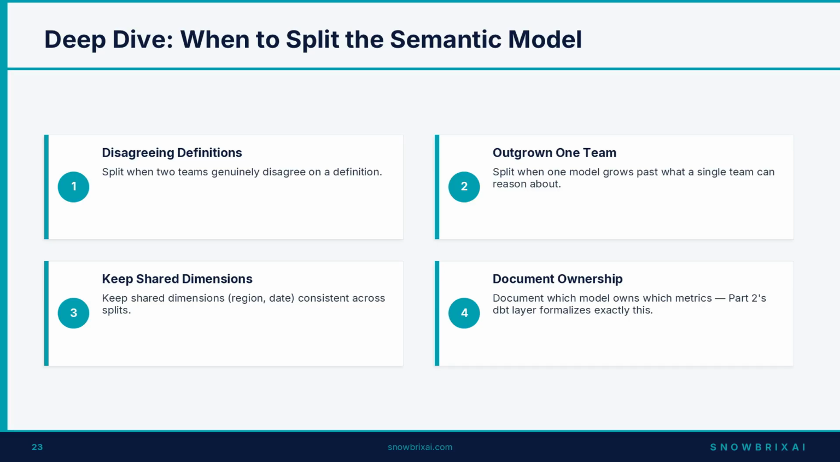Next, when to split the model. Split when two teams genuinely disagree on a definition, and split when one model grows past what a single team can reason about. But keep the shared dimensions, region, date, consistent across the splits, and document which model owns which metrics. That ownership question is what part 2's DBT layer formalizes.